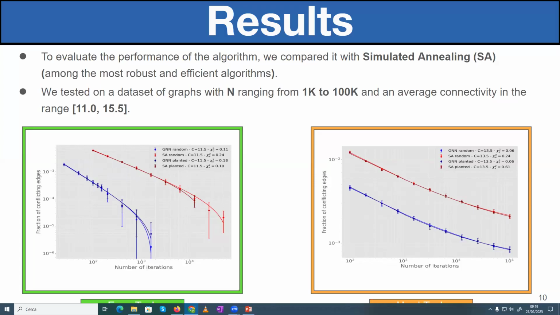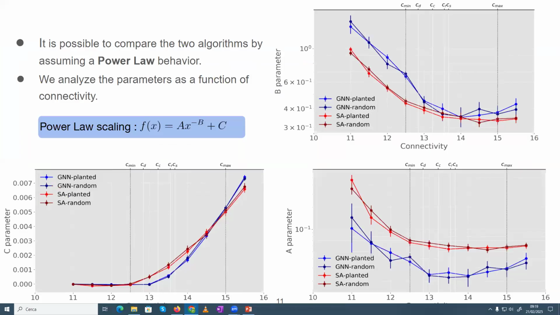both on an easy task and with respect to the hard task. And moreover, we can study more in depth the performance of the algorithm. In fact, we can assume a power law behavior and analyze the parameters as a function of connectivity. And as you can see, our model outperforms simulated annealing for all the connectivities used during the training, both in terms of energy minima found and with respect to the number of iterations required to find those minima.